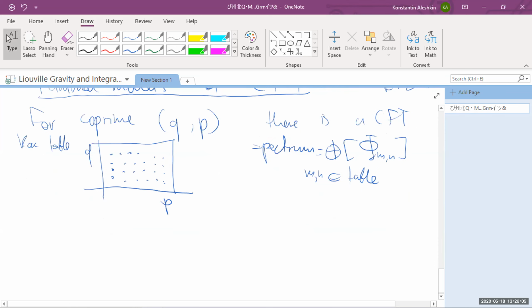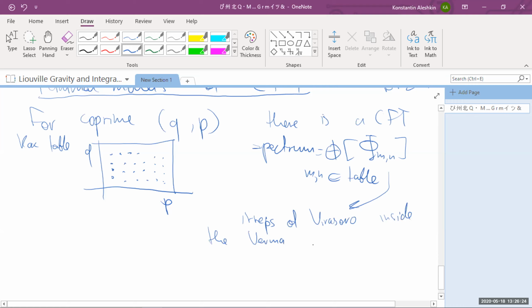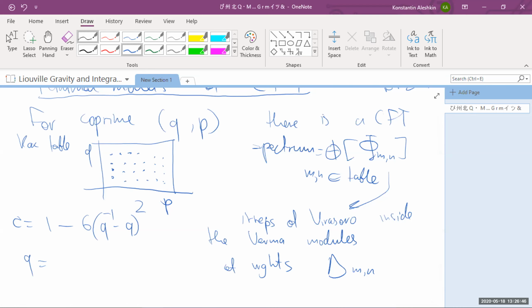So these are irreducible irreps of Virasoro, inside the Verma modules of some weight. Maybe I don't want to write them explicitly. And the central charge is given by 1 minus 6 times (q inverse minus q) squared, where q is, maybe not q, q is a bad notation. Actually it's the same b, so it's fine. b is the square root of q over p.